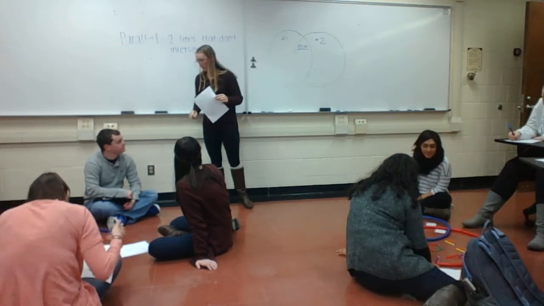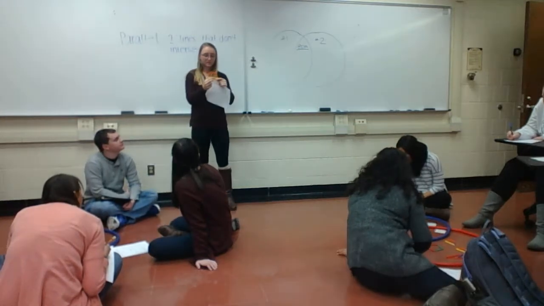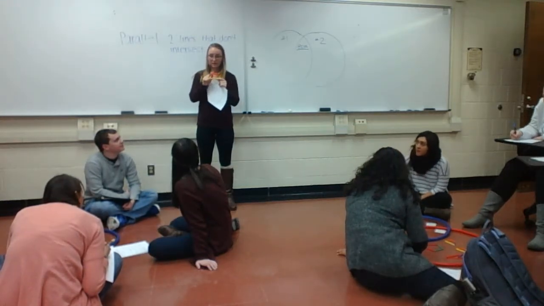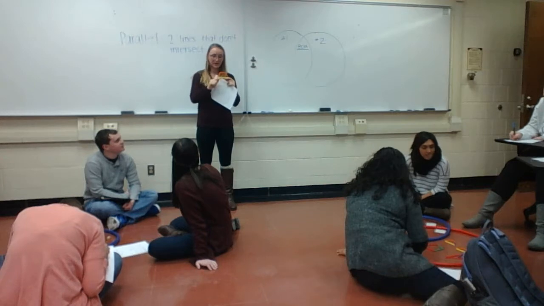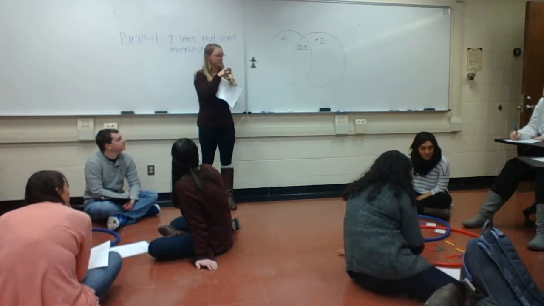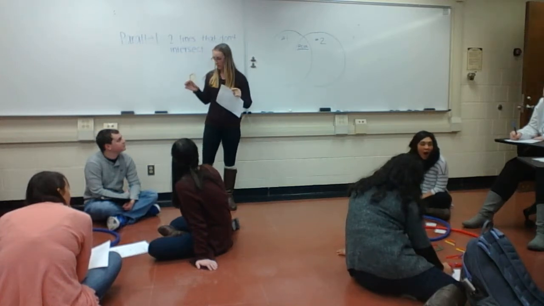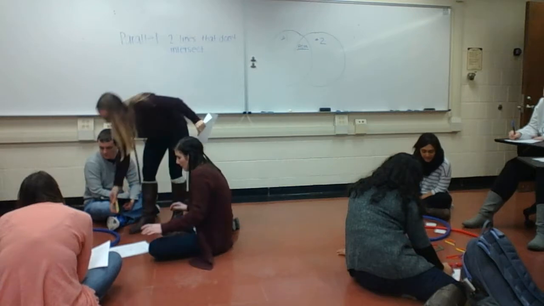So if I was looking at this trapezoid right here, these are the one pair and then this is two pairs. So it's going to be opposite from each other. The top and the bottom are parallel, but the sides are not going to be parallel. So this would not be a parallelogram.